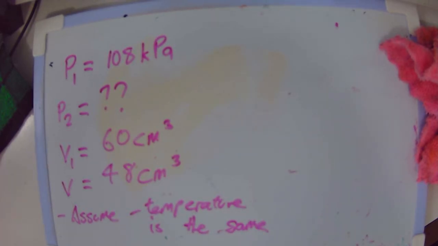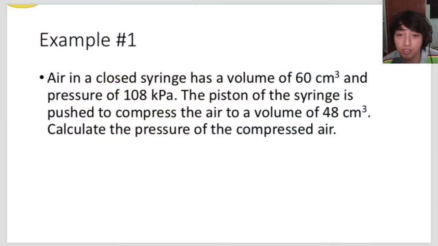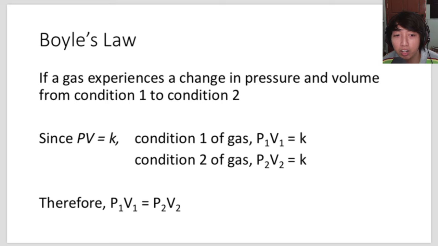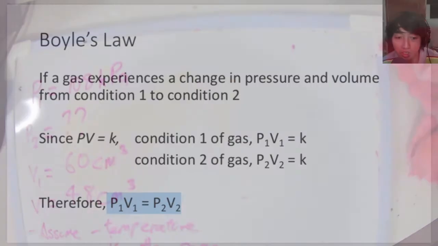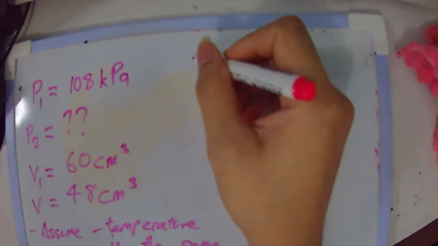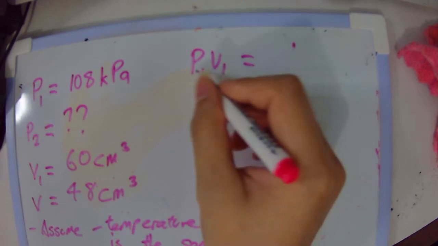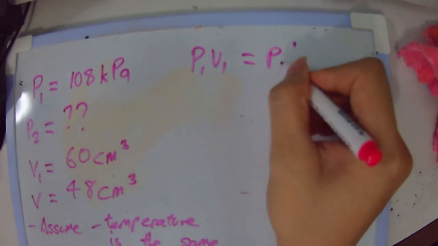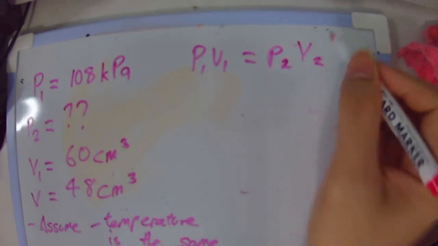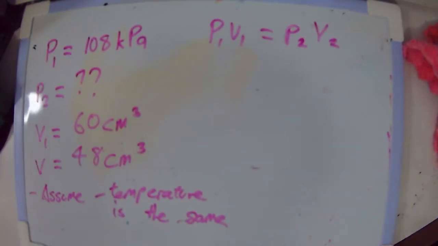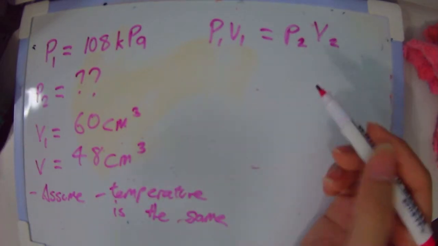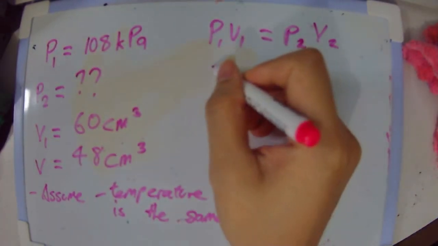We assume that the temperature is the same, and we will use the formula that we were just looking at earlier. So what was the formula? We can use this one. So we know that P1, this is before you change the volume, and after you change the volume at the end. So once you have all of that, then it's just a matter of writing down all the information. So let's write it down.